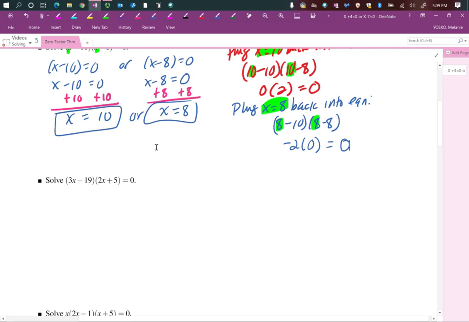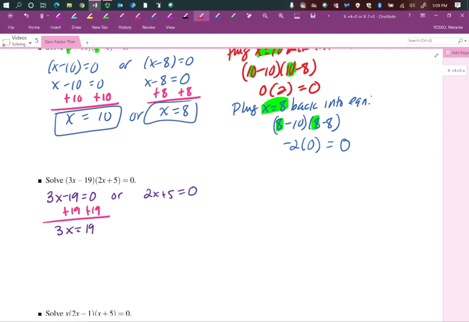Solve 3x minus 19 times 2x plus 5 equals 0. So this one's a little more interesting. We're still going to do the same thing. We're going to set each piece equal to 0. So 3x minus 19, that's the first piece in the product, equals 0, or 2x plus 5, the second piece in the product, equals 0. Then we're going to add 19 to both sides. We end up with 3x equals 19. We want the coefficient of x to be 1, so we divide both sides by 3. So x equals 19 over 3.